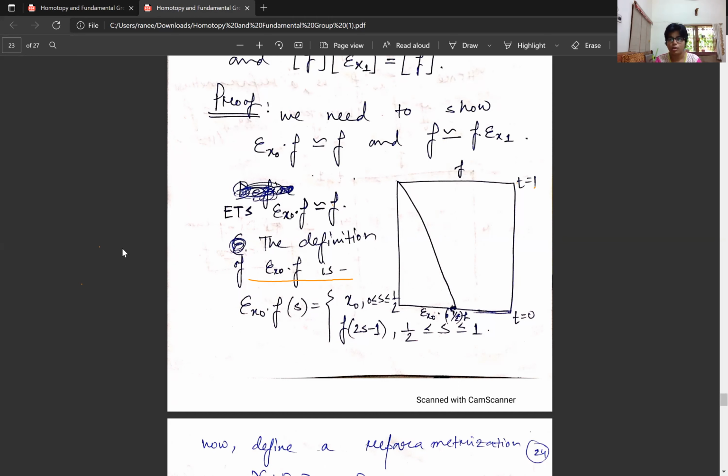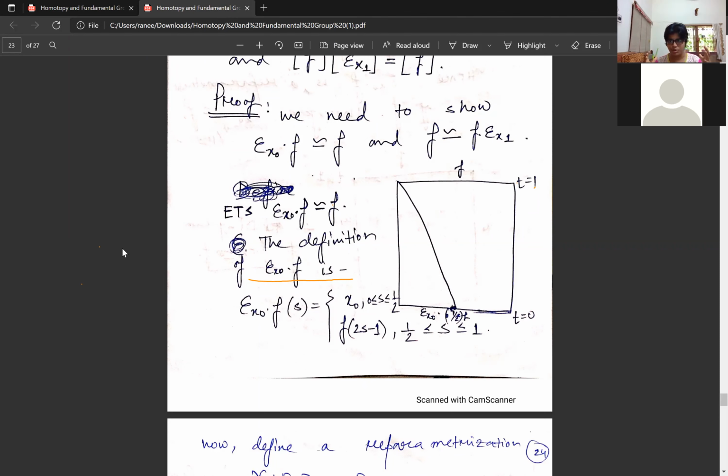So slowly, my sitting time at x naught will be reducing over the deformation t, right? And then at the end of the deformation, or at t equal to 1, my sitting time at x naught will be 0. So that's how I'll define the deformation here.